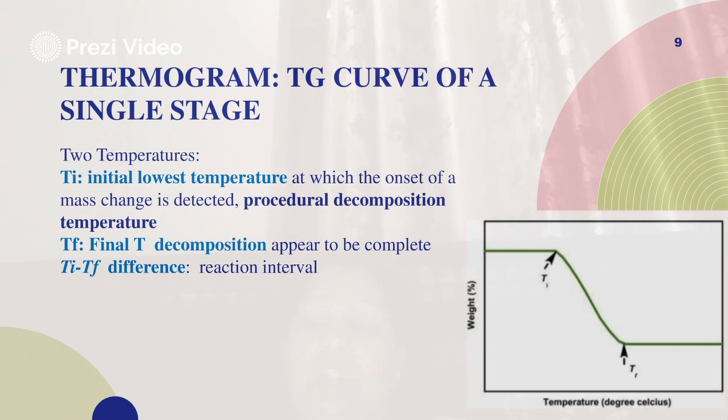Here is another term, thermogram, which is the TGA curve of a single stage. It is a single-stage plot of weight percent against temperature in degrees Celsius. Initially, at Ti, up to here there is no change in the mass. After a further increase in temperature, there is a change in the mass. So we can find the decomposition range as Tf minus Ti.